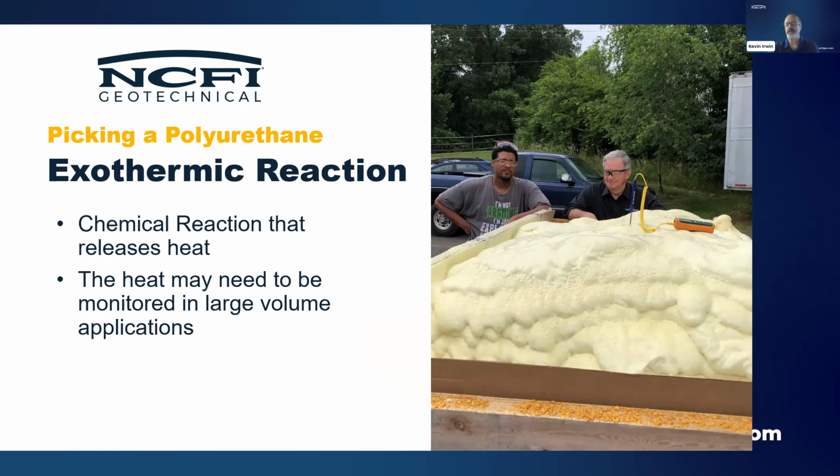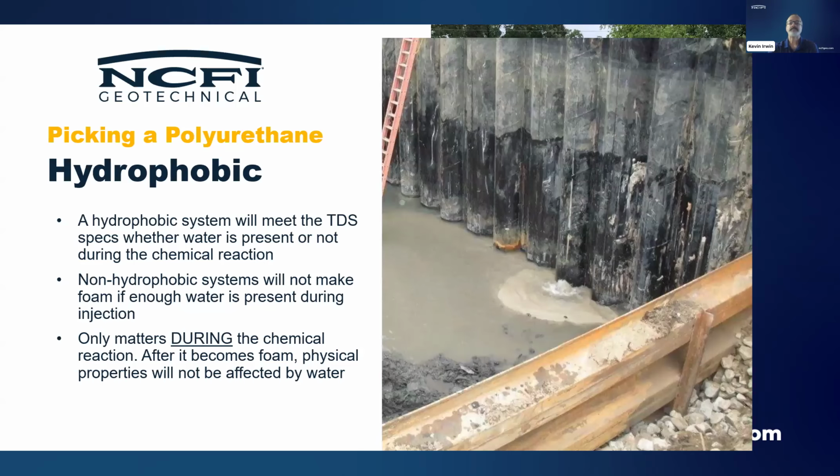Picking a polyurethane, we'd check for exothermic reaction. The reaction that creates polyurethane foam is an exothermic reaction. That means it gives off heat. So we have systems that are designed to dissipate that heat more quickly and generate less heat during the chemical reaction, and those can be used for void fills typically.